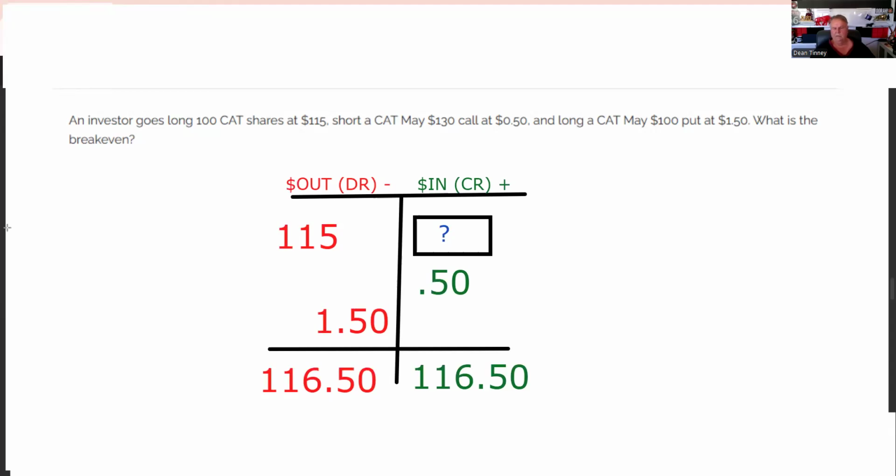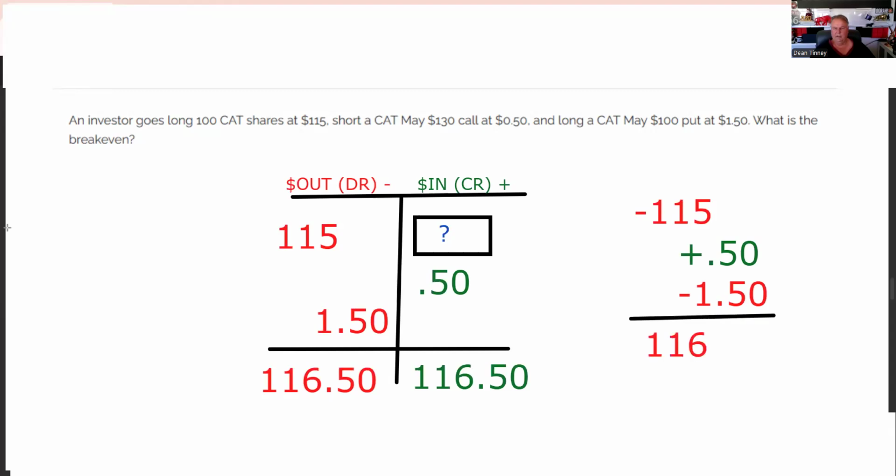Now, another way you could do this is you could simply say, okay, I'm netted out. I'm out of pocket 115 for the stock. I brought in 50 cents for the call. I paid $1.50 for the put. So I'm net out of pocket 116. And again, that is my break even. I need to be able to bring back in that 116. So you can do the T, pluses and minuses, whatever floats your boat. The answer to this question is the break even is 116.